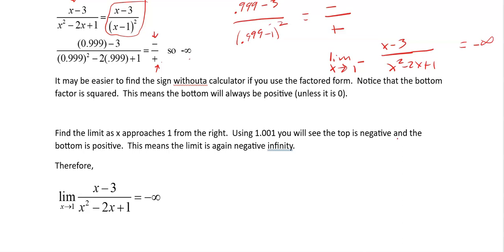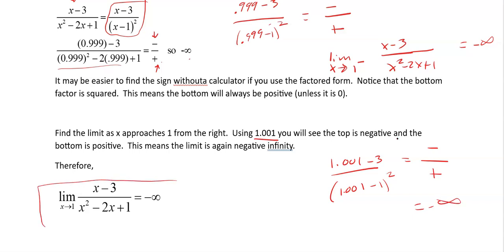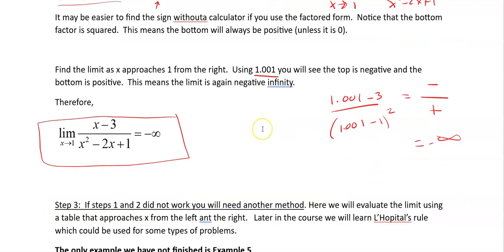When I do the same approach using 1.001, I get 1.001 minus 3, which is still negative, over, I'm going to do it in the easy form, 1.001 minus 1 squared. But if you had substituted in like I did here and evaluated, it doesn't matter because that bottom is going to be positive anyway. You don't even need to look at the bottom. You automatically know it's positive because it's a number squared. This is still negative at the top, so this is also negative infinity. So the limit as x goes to 1 of the whole thing is negative infinity. So the last case we had, it didn't exist. In this case, it's negative infinity.